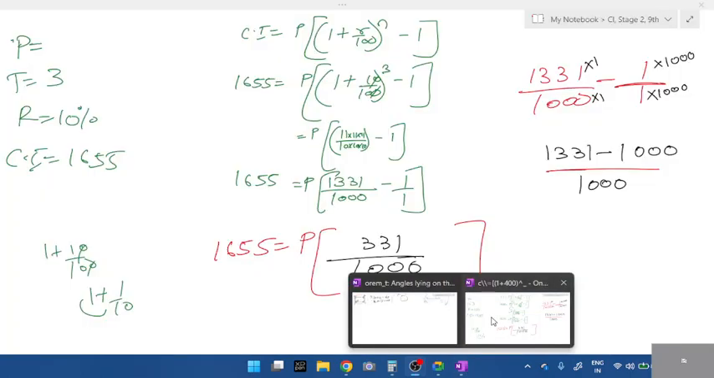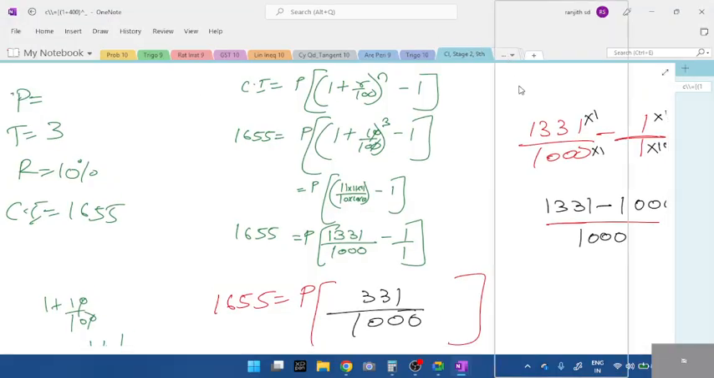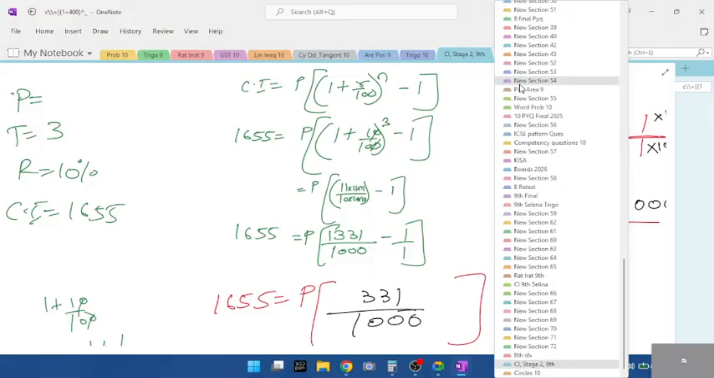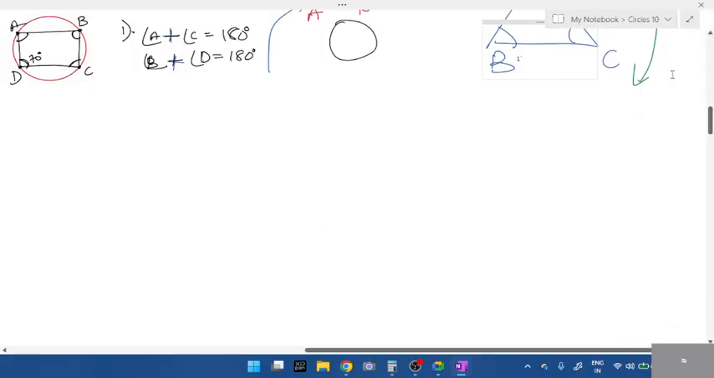Can you all see the screen, all of you all? Is it being shared? Fine. Circles, right? Circles. Yes.